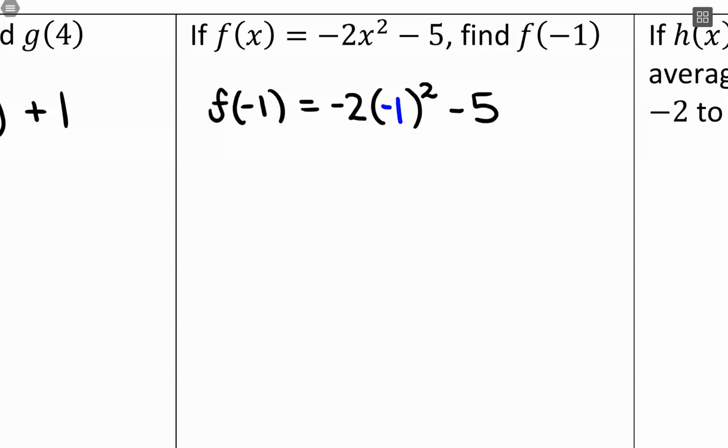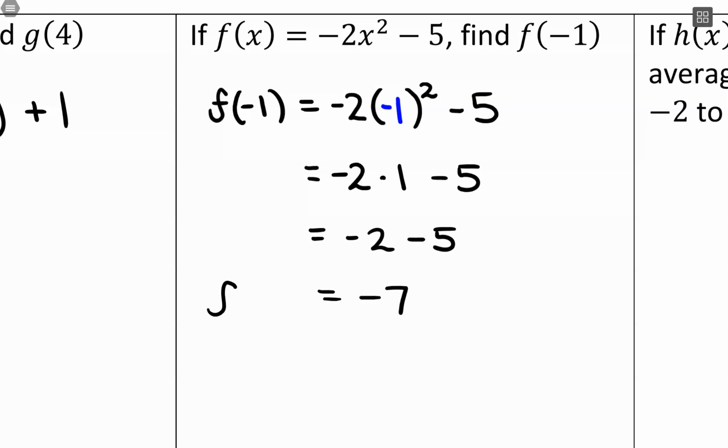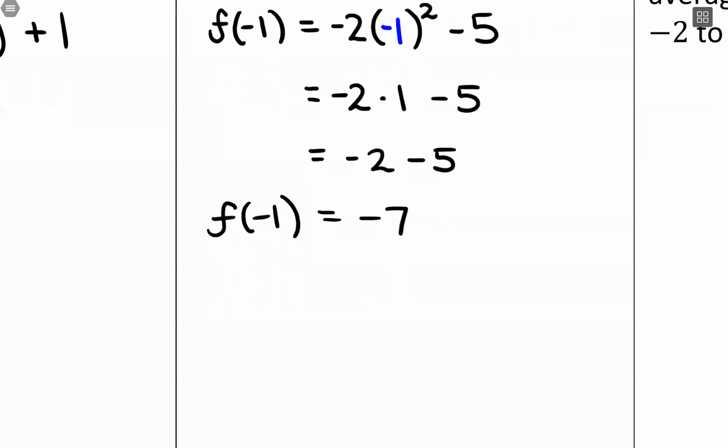So negative 2 times negative 1 squared is a positive 1, minus 5. So this is negative 2 minus 5, which is negative 7. So f of negative 1 is equal to negative 7. Or if you wanted to translate this into a coordinate, x is negative 1, y is negative 7.